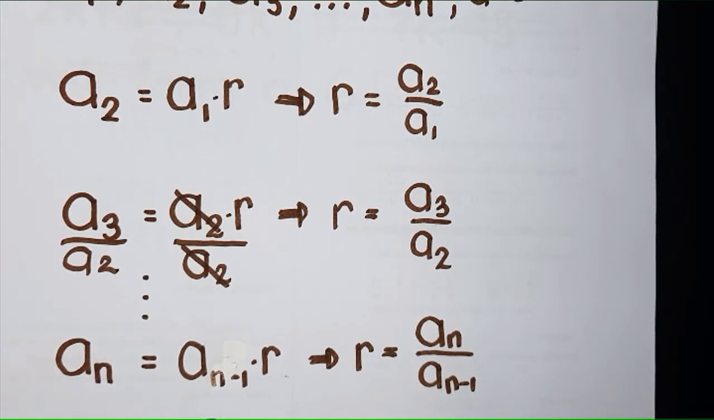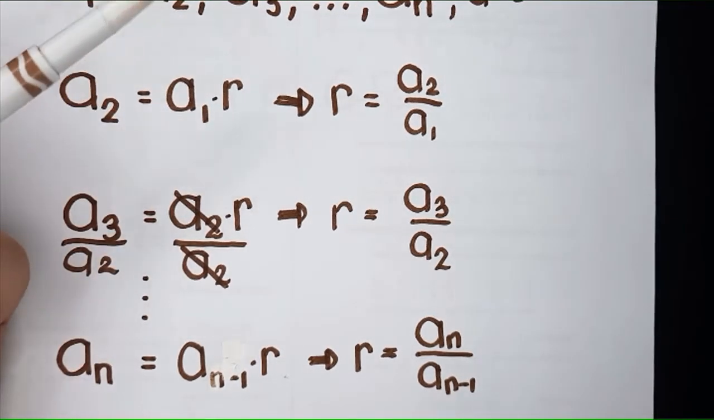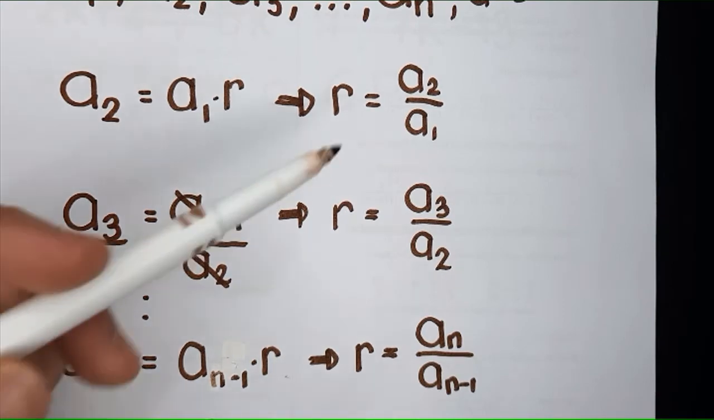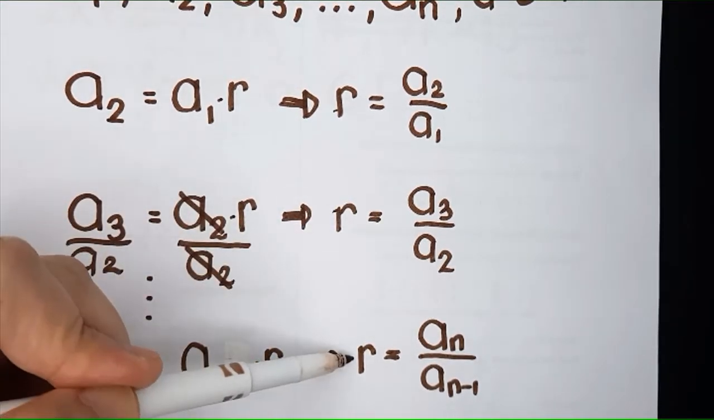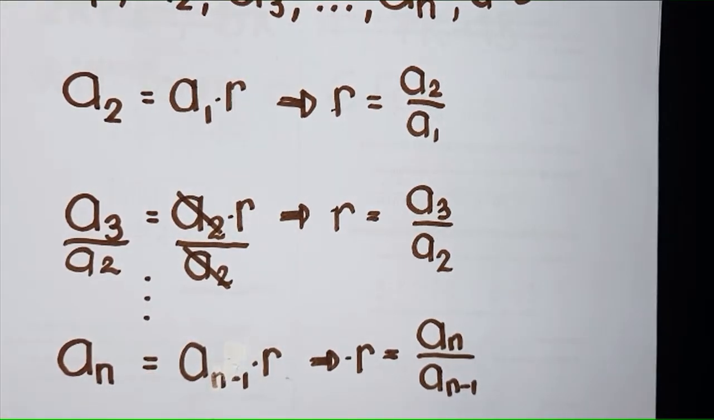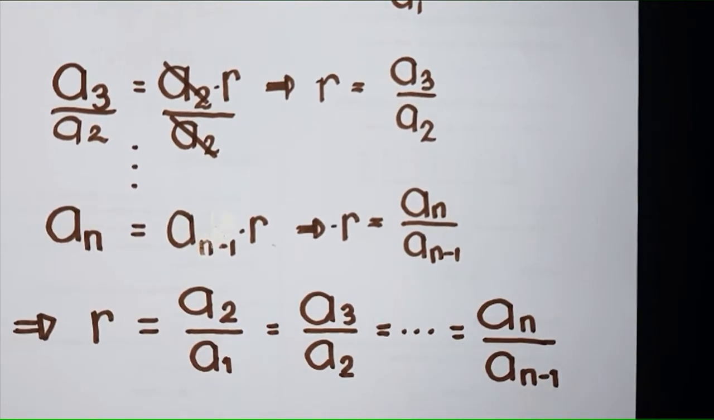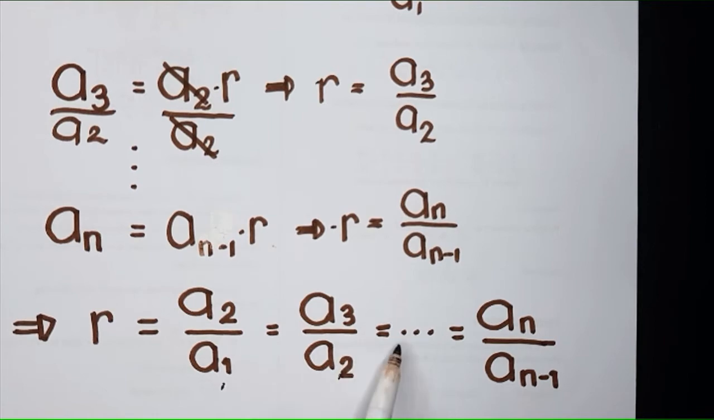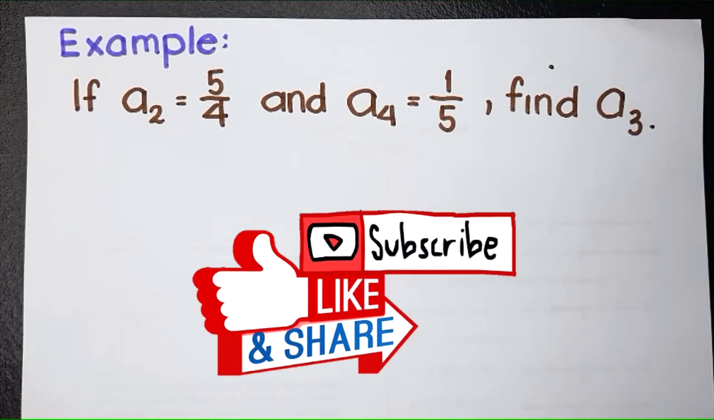Right? Okay. And take note that in a geometric progression, same lang ang makukuha ninyong r. Okay? So, that's why I write here, r is equal to a sub 2 divided by a sub 1, equal din yon sa a sub 3 divided by a sub 2, at equal din yon dito, a sub n over a sub n minus 1. Okay, let's try this example. So, you're given a sub 2 and a sub 4, and then you're looking for a sub 3.